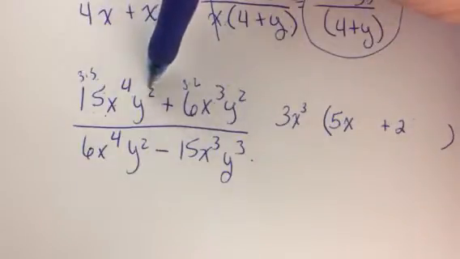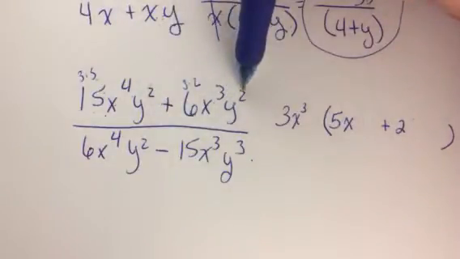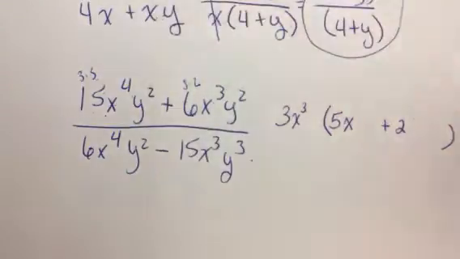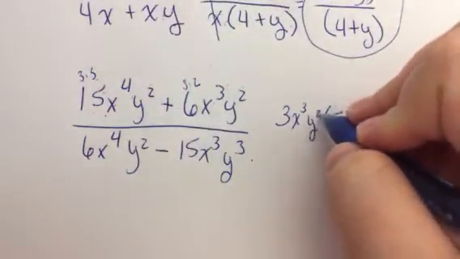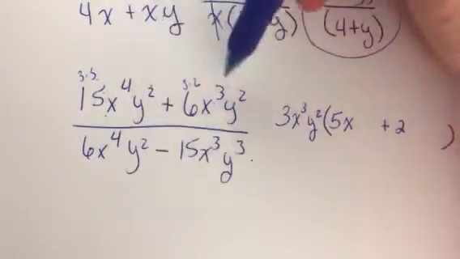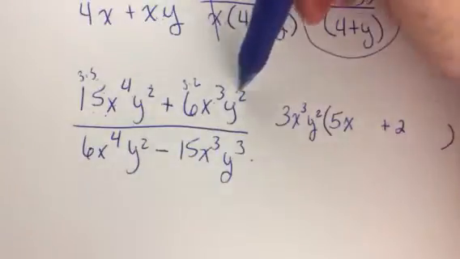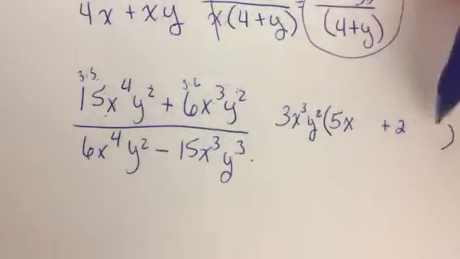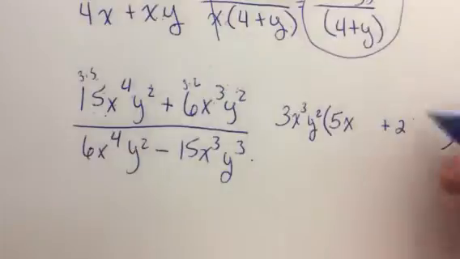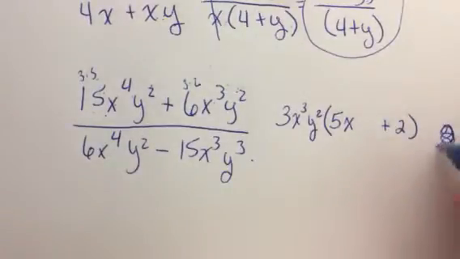Let's look at the y's. I have a y squared and another y squared, which tells me I can factor out a y squared from both of those terms. And when I factor out the y squared from both of the terms, that means I don't have to put anything back in there.